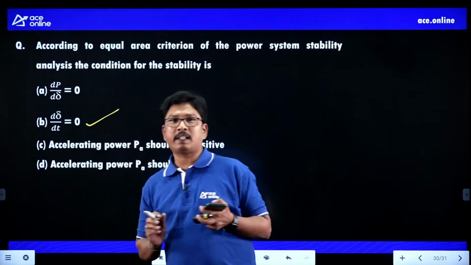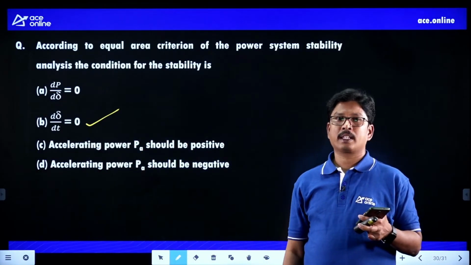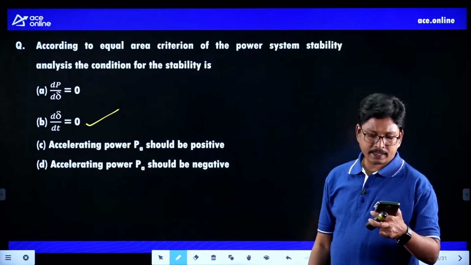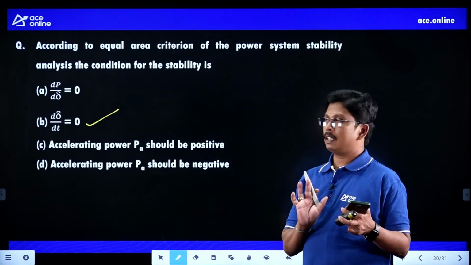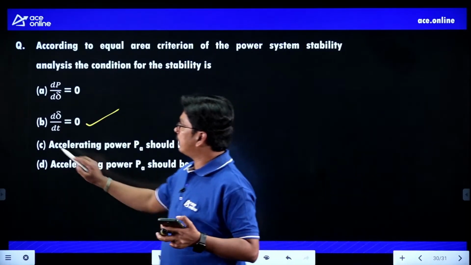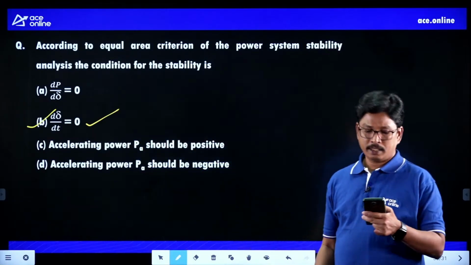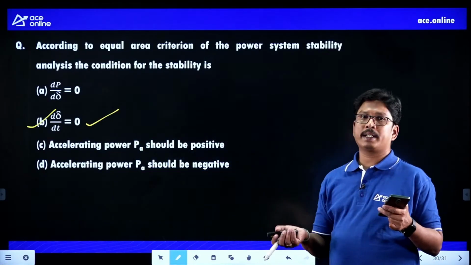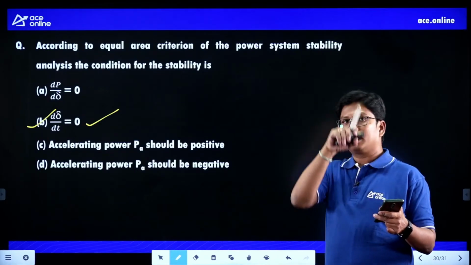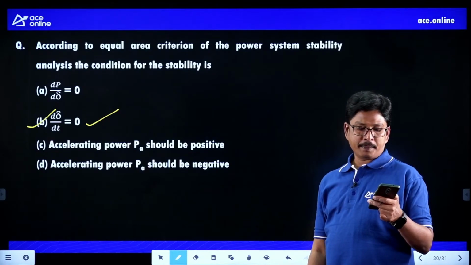The variation of delta with respect to time should be 0, so that delta is constant. Whenever delta is constant, we can say the system is stable. According to the equal area criterion, the variation of delta with respect to time should be 0, so that there is no increment or decrement in delta; it should be constant. Clear, everybody? Right.